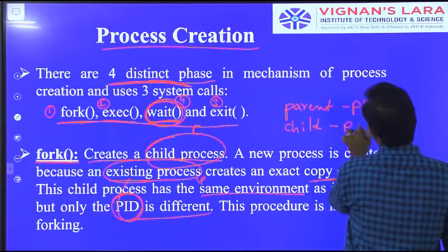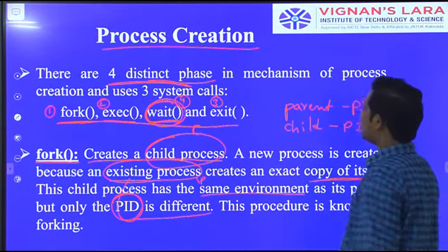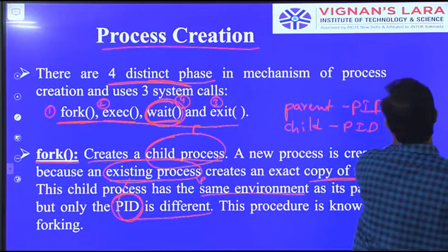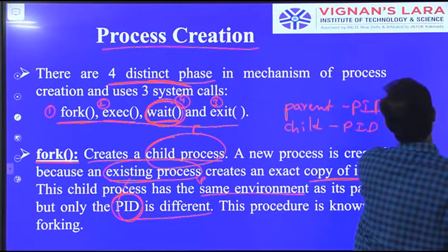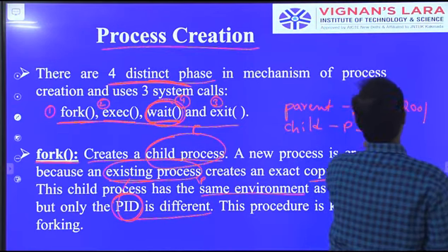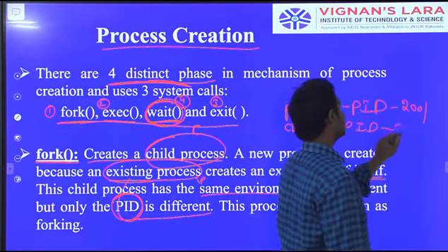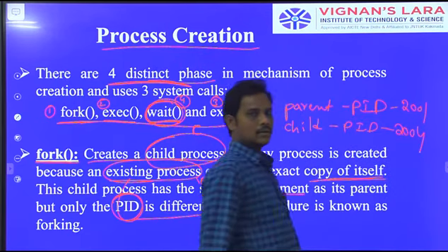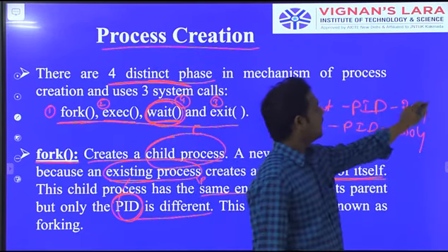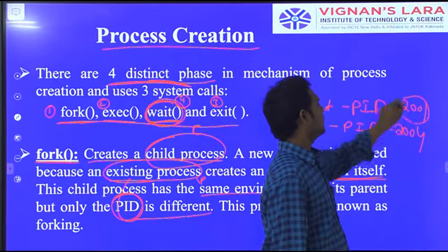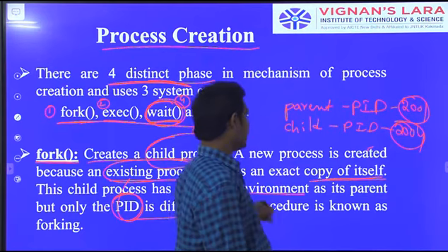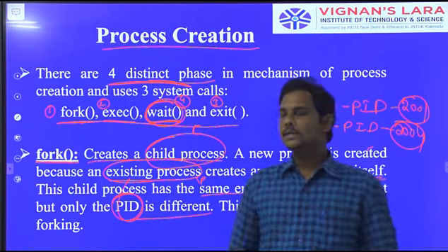The child PID is different. The only difference is parent and child. Suppose the parent ID is some 201, so the child PID is some 204, like that. So here the ID is different: the parent ID is different, the child ID is different. This is the main difference between the parent and child process.